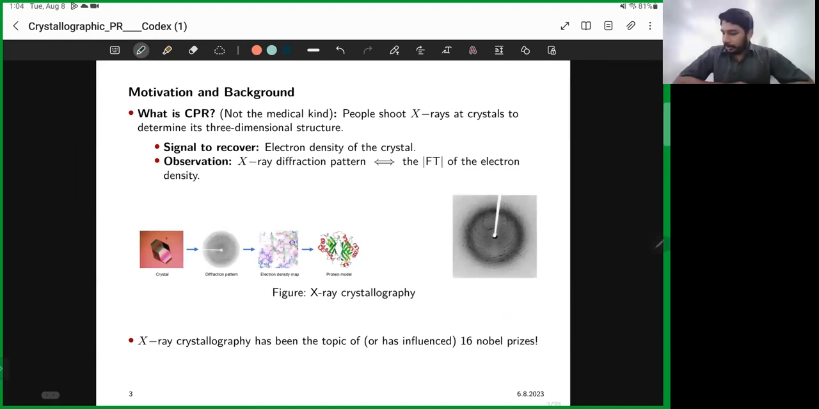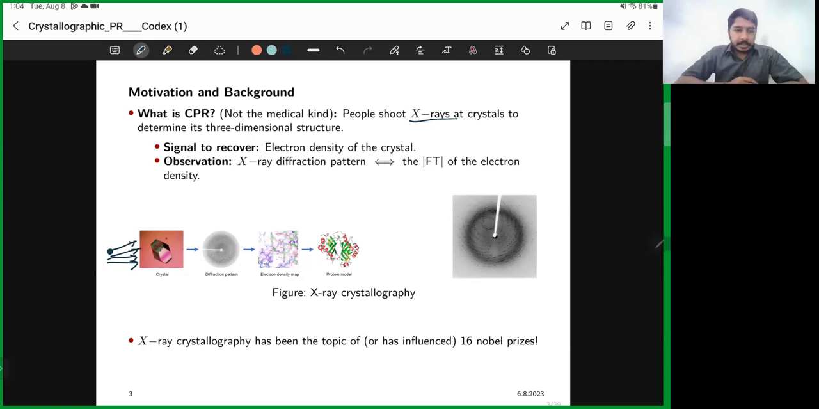All right, so where do we begin? Well, we begin in the beginning, right? So what is CPR? And this is not the medical kind, right? So people in this day and age especially like to study proteins, and one of the ways to study proteins is to crystallize them and then shoot X-rays at them, right? So you have this X-ray source and you're shooting X-ray beams at this crystal, right?